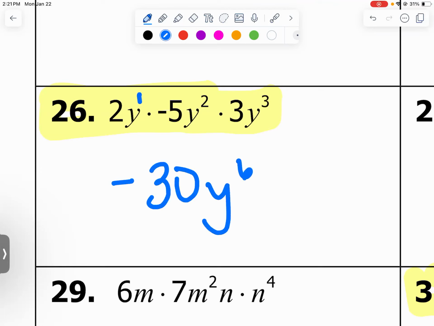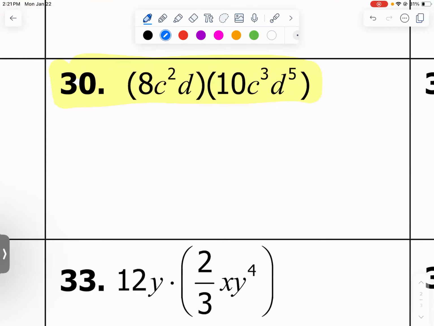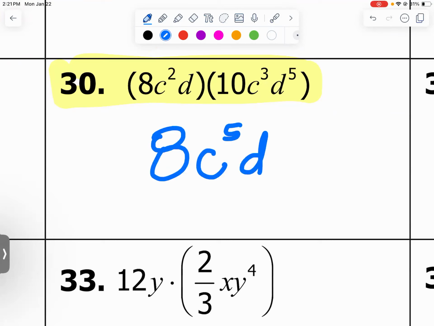Good. This is a y to the 1st, so we got to add all 3 of those together. All right. DJ, what'd you get for 30? So this is a d to the 1st power, d to the 6th.